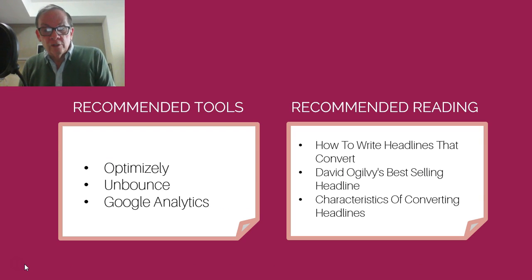So the recommended tools: Optimizely, Unbounce, and Google Analytics. They don't all do the same thing. I encourage you to check them out. You can Google those and check them out for yourself. There's also some good reading. How to write headlines that convert. David Ogilvy's best-selling headline. And characteristics of converting headlines.